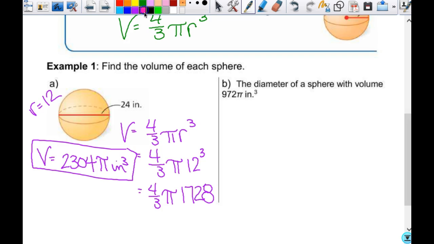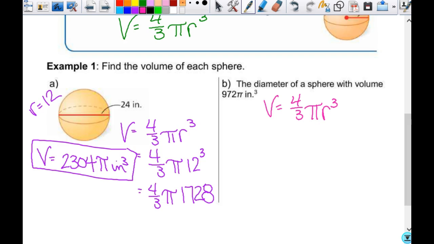So let's look at this next one. I want the diameter of a sphere with the volume of 972 pi inches cubed. All right, so I've got volume, that's 4/3 pi r cubed. I want the diameter. This formula uses the radius. If I have the radius, can I find the diameter? Yes. If I have the volume, can I find the radius? Yes. So I write down my formula, the whole thing.